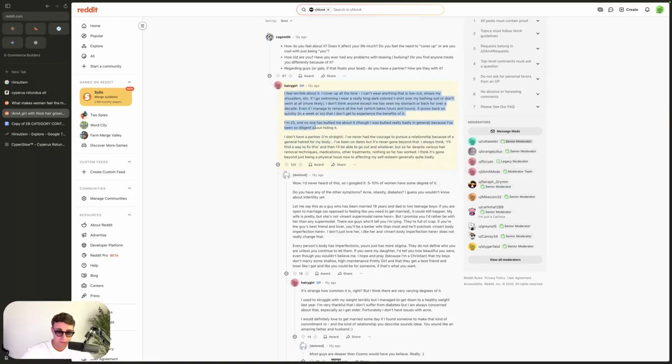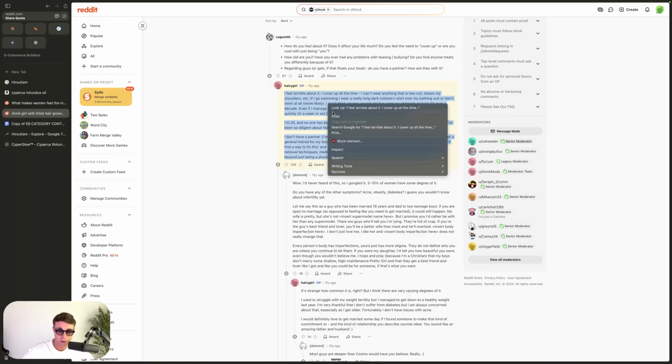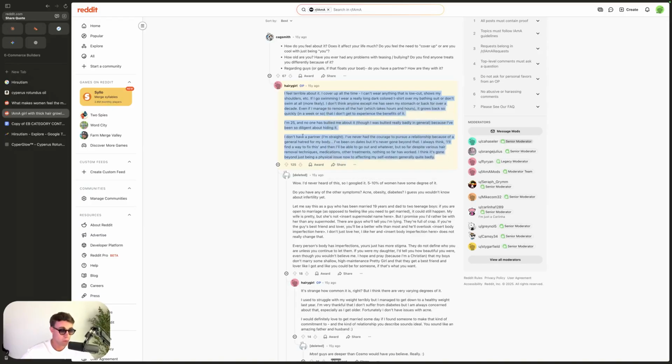I'm 25, so again, we're getting insight into what age our demographic is. So she's 25. I don't have a partner. I'm straight. I've never had the courage to pursue a relationship because of a general hatred for my body. I've been on dates, but it's never gone beyond that. I always think I'll find a way to fix this, and then I'll be able to go out and whatever. But so far, despite various hair removal techniques, medications, other treatments, nothing has worked. I think it's gone beyond just being a physical issue now, affecting my self-esteem. So then we have the whole mental health side of things as well, and what this is doing to people emotionally.